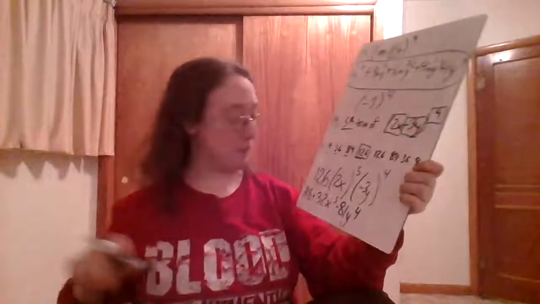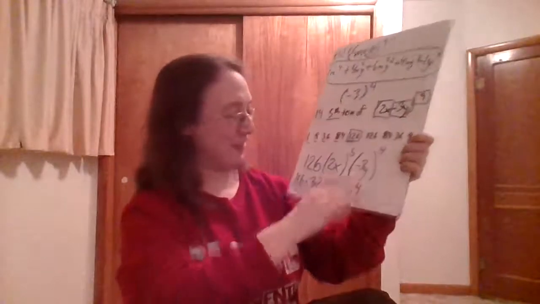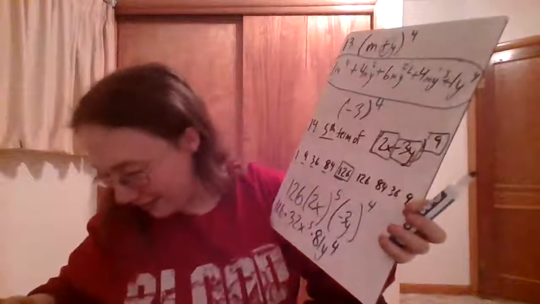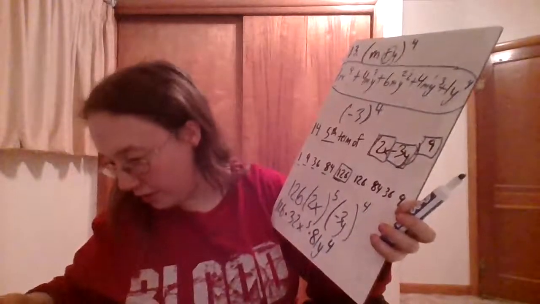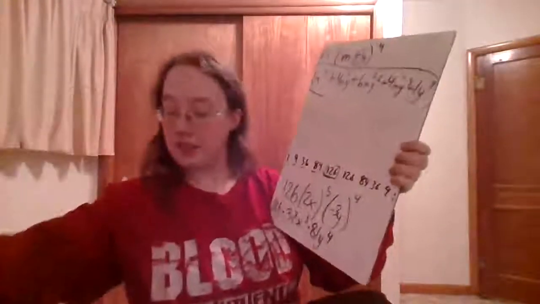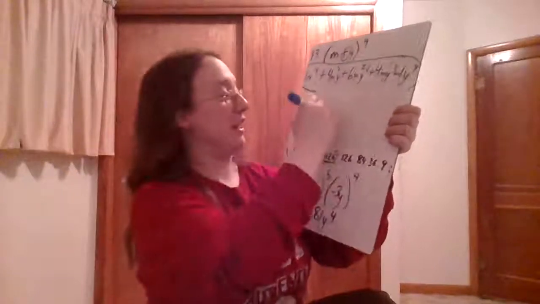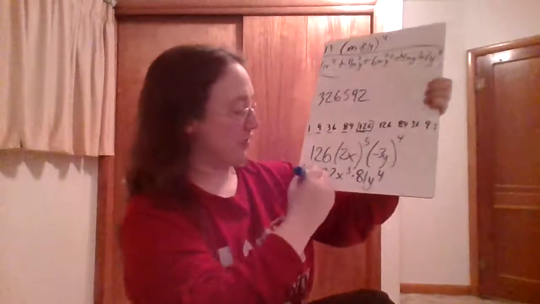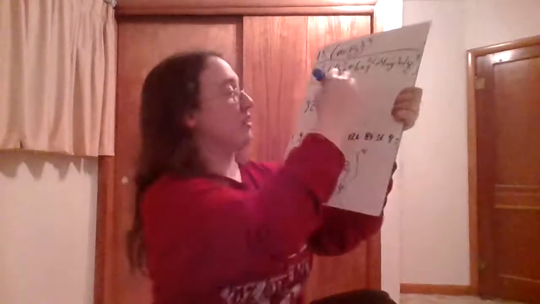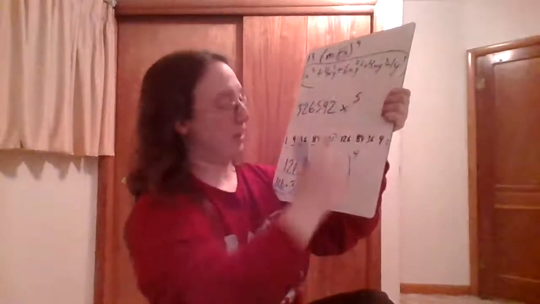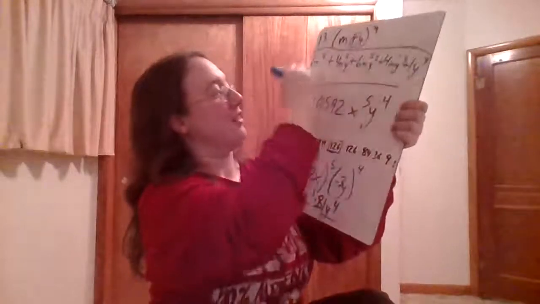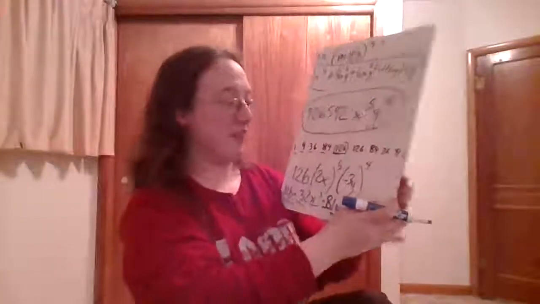And I should have left myself a little bit more room, because now we're taking 126 times 32 times 81. That gives you a big number. I'm just going to write that big number up here, because we don't need that stuff anymore. So we've got 326,592. So that just came from the 126 times the 32 times the 81. X to the 5th just hops on up here. Y to the 4th just hops on up here. So that's your 5th term.